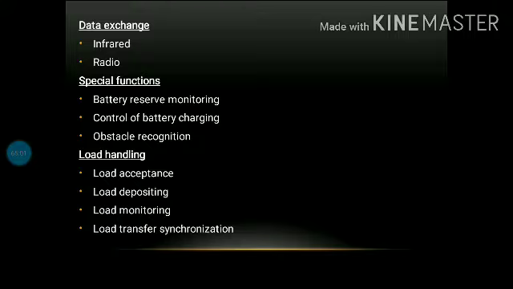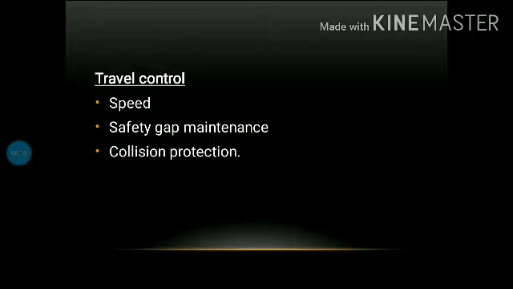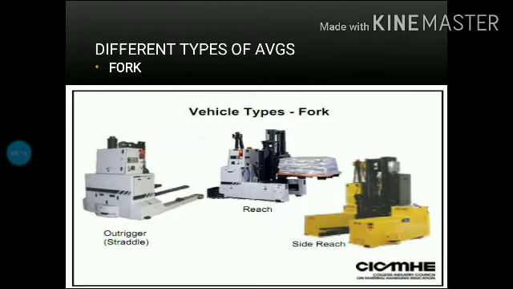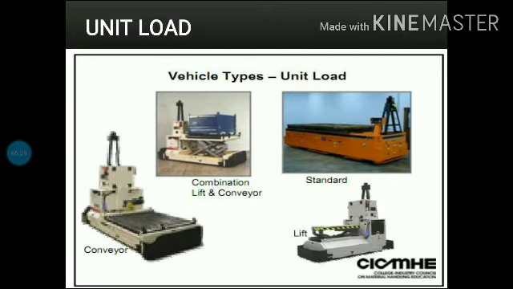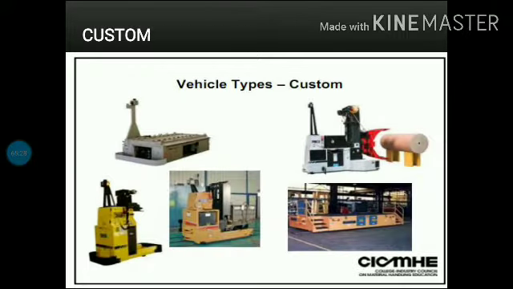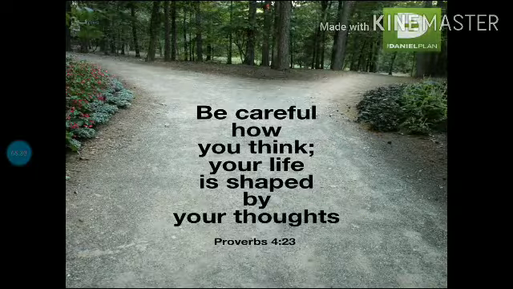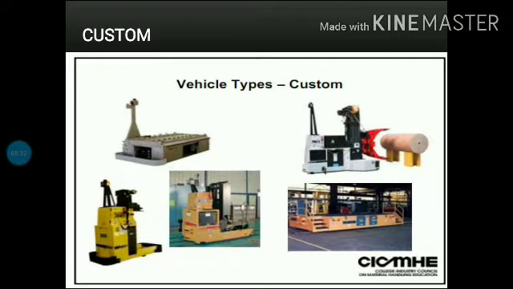acceptance, load depositing, load monitoring, load transfer synchronization. Travel control: speed is controlled, safety gap maintenance is controlled, collision protection. Different types of AGVs: fork, these are the fork type of AGVs. Tow and tugger vehicle types, custom. So these are the automated guided vehicle types. Okay.